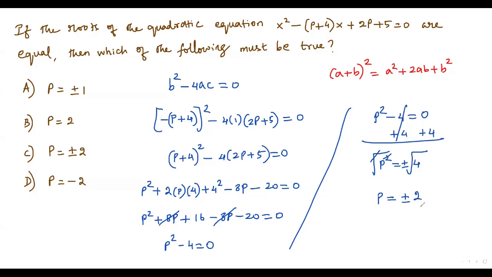I'm getting two values for p. One is positive 2 and the other one is negative 2. So I find p = ±2 exactly in answer choice C. The correct answer choice for this question is C.